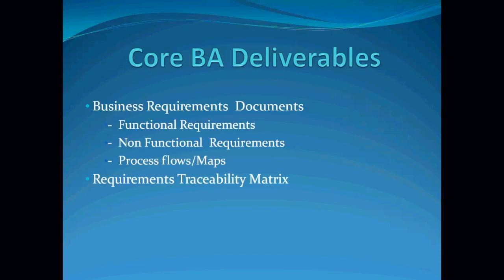So we move on to the core BA deliverables, or core BA artifacts, like I said earlier. There are core BA deliverables that they will expect from you in any organization that you work in. We call them business requirement documents, usually high level, and sometimes you have to go into low level depending on how many iterations you have. So you have functional requirements, non-functional requirements, and your process map.